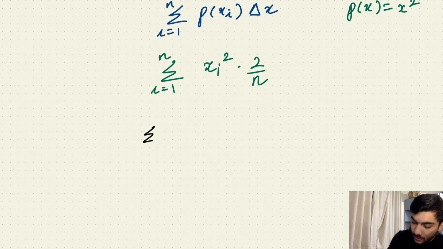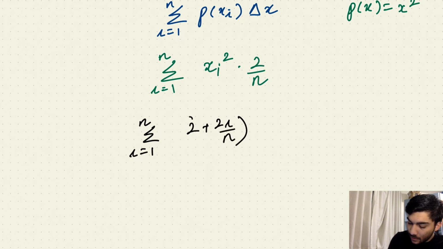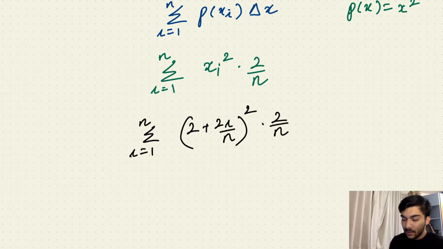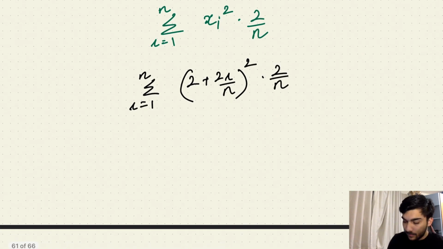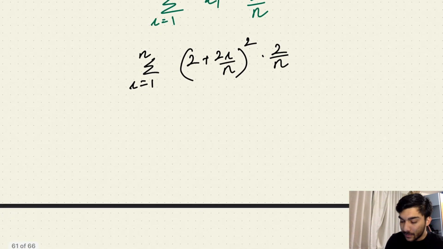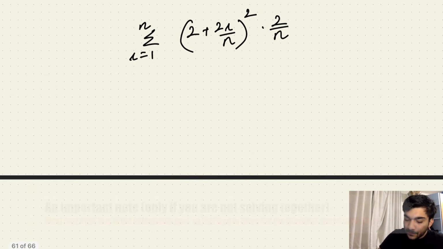So let's calculate that thing. So sigma notation, sigma i goes from 1 to n again. This is (2 + 2i/n) square, because it's xi square, and I'm multiplying the whole expression with 2/n. Fine. Now let's evaluate the square and open the square in order to simplify all the terms that we have, right?